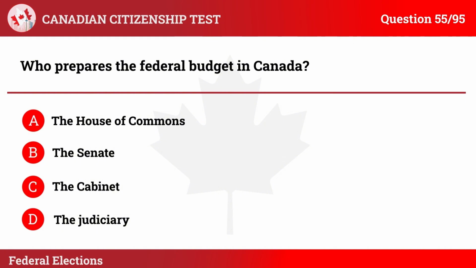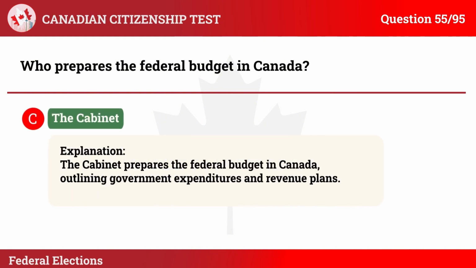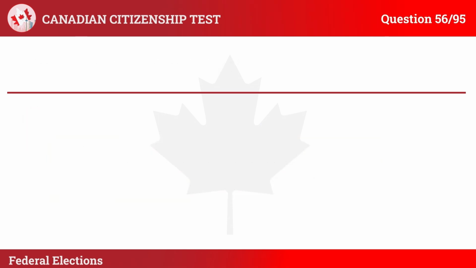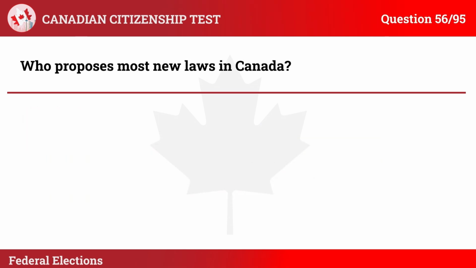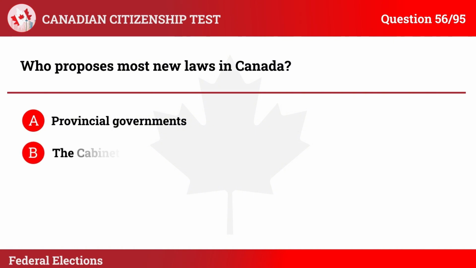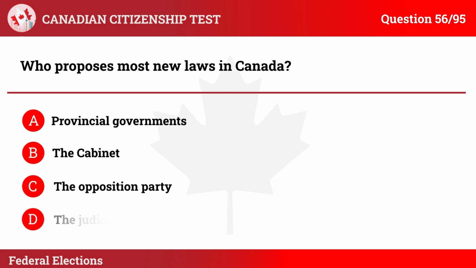The correct answer is C. The Cabinet. Explanation: the Cabinet prepares the federal budget in Canada, outlining government expenditures and revenue plans. Question 56. Who proposes most new laws in Canada? A. Provincial governments. B. The Cabinet. C. The Opposition Party. D. The Judiciary.